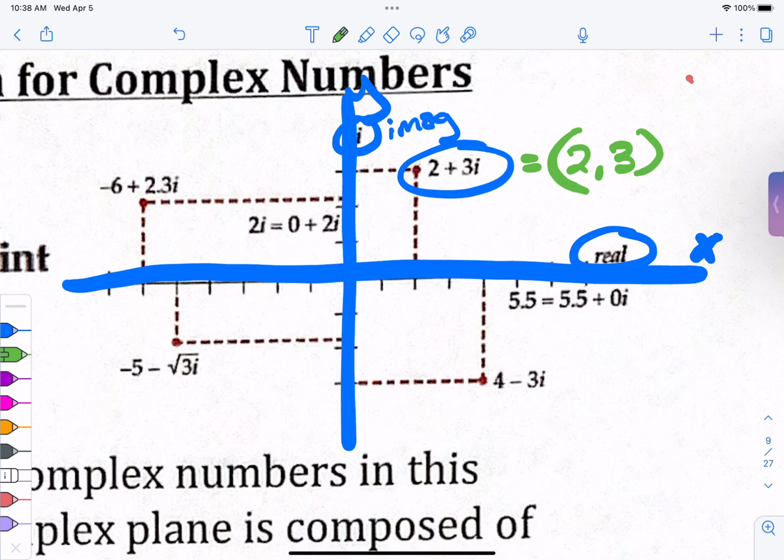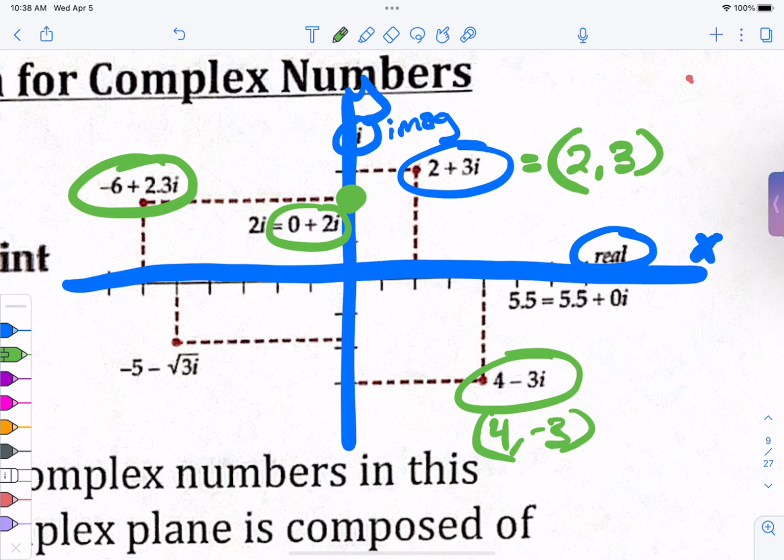Does that make sense? 4 minus 3i is 4 to the right, negative 3 down, okay? 0 plus 2i is 0 over and 2 up. Is it equal to 2i? Yeah. Your imaginary coordinate is like your y coordinate, okay? So we're just graphing things in the complex plane.